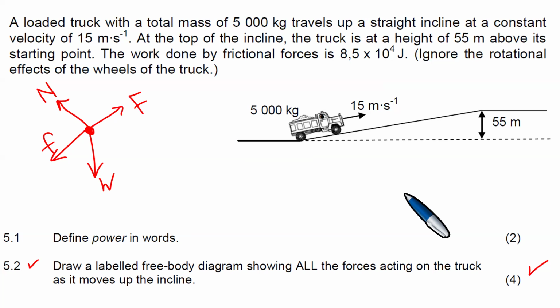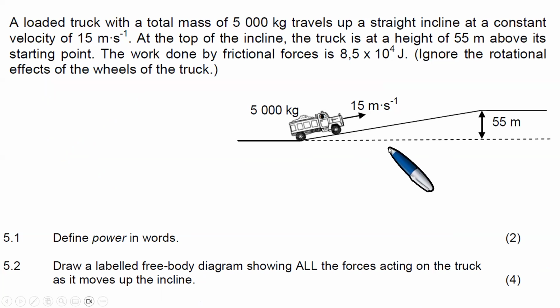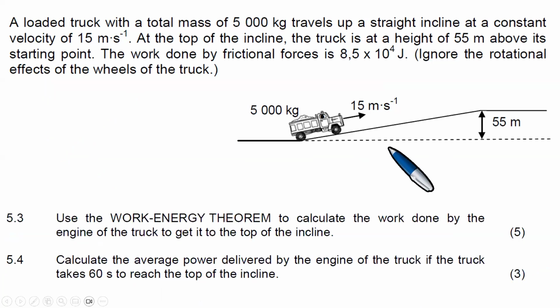So we have 4 forces. If we need to draw a labeled free body diagram showing all the forces acting on the truck as it moves up, we can identify 4 forces and move on. In 5.3, use the work energy theorem to calculate the work done by the engine of the truck to get to the top of the incline.